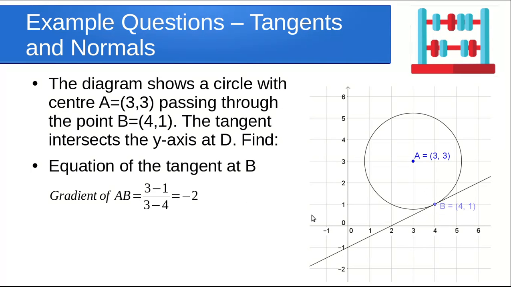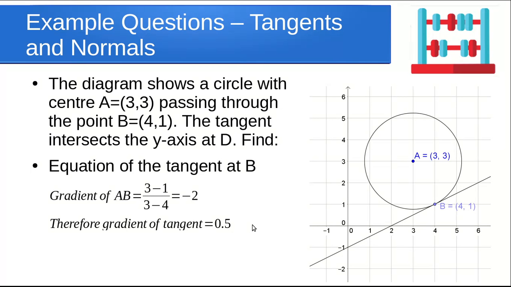The gradient of AB is pretty easy to work out. We can use y2 minus y1 over x2 minus x1, and you can see that gradient's minus 2. It looks like minus 2 as well, because if you look, we're going across 1, down 2. That's a gradient of minus 2. And therefore, the perpendicular gradient is going to be the negative reciprocal of minus 2, which becomes positive a half, which is 0.5.